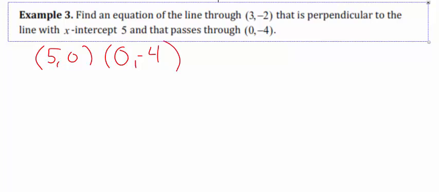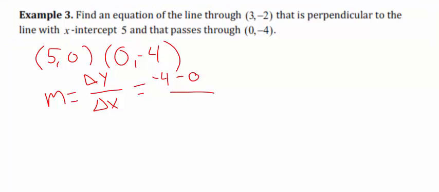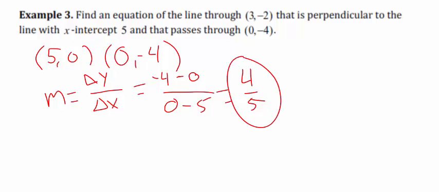So we need to find the change in y over the change in x to find the slope. So let's go through and do that. We can do the change in y: we have negative 4 minus 0. And then we'd have 0 minus 5 over the change in x. So that would give us a positive 4/5. So we need to be perpendicular to 4/5, so our m value should be negative 5/4.